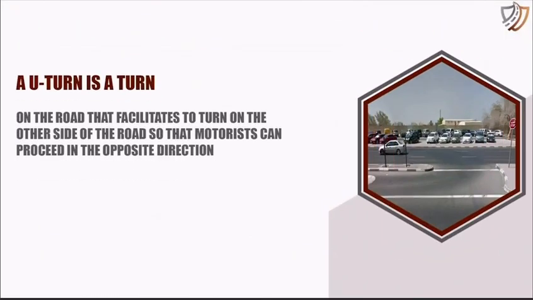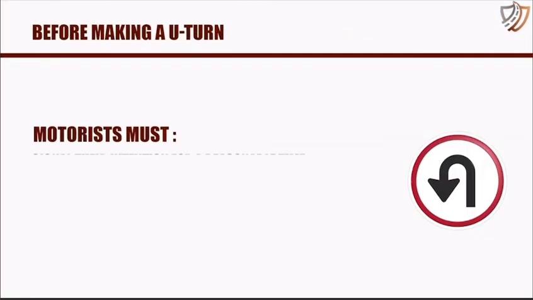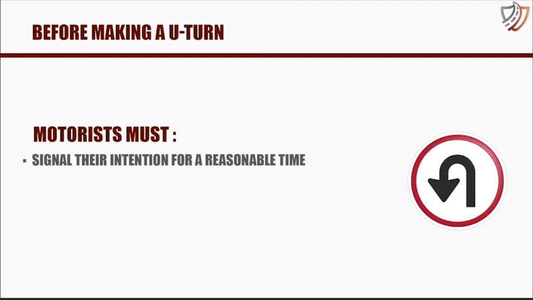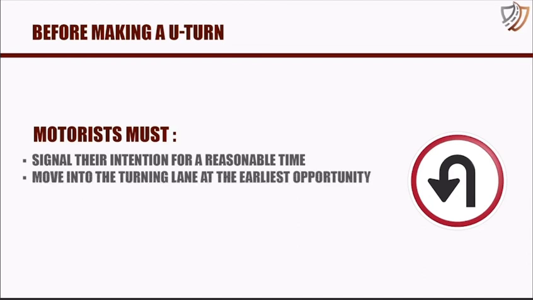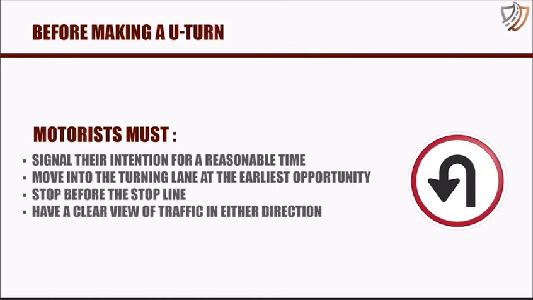A U-turn is a turn on the road that facilitates to turn on the other side of the road so that motorists can proceed in the opposite direction. Before making a U-turn, motorists must signal their intention for a reasonable time, move into the turning lane at the earliest opportunity, stop before the stop line, have a clear view of traffic in either direction.